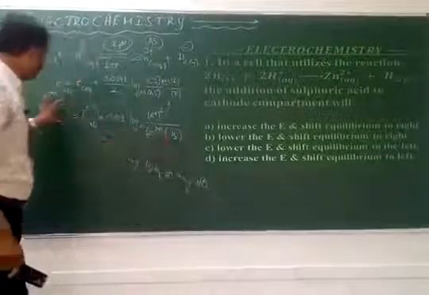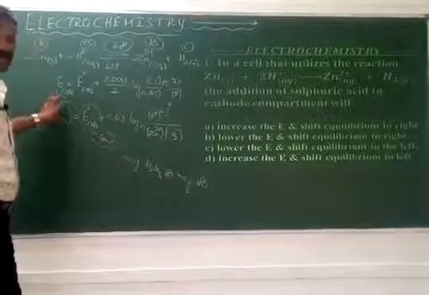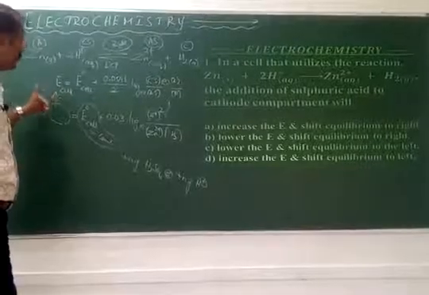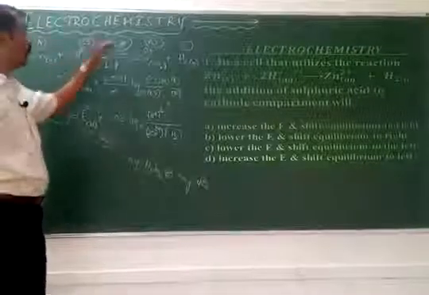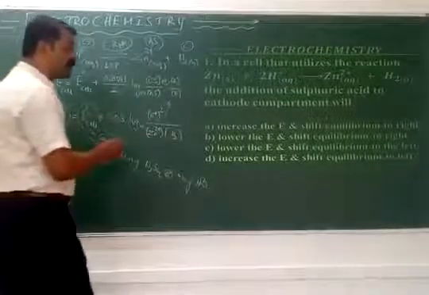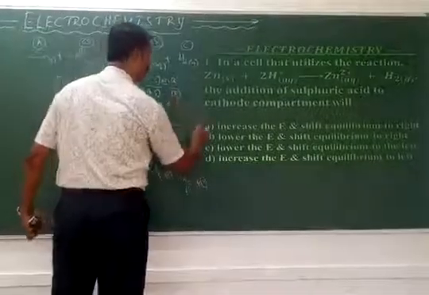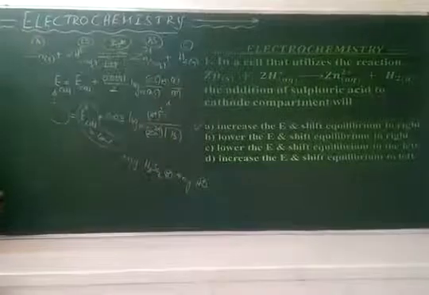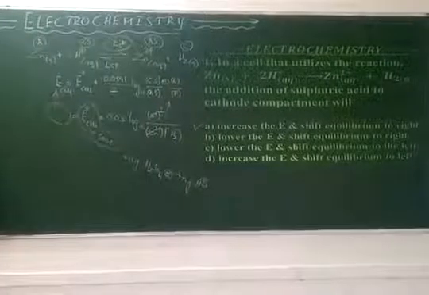First it increases the E cell, or the cell potential gets increased, and finally it shifts the equilibrium towards the right side. Therefore, it increases the E and shifts the equilibrium towards the right. Therefore, it is going to be A. Okay. Let's have the B now.